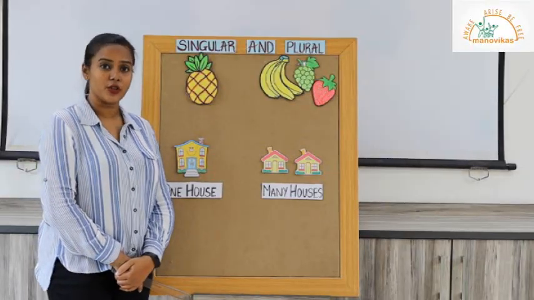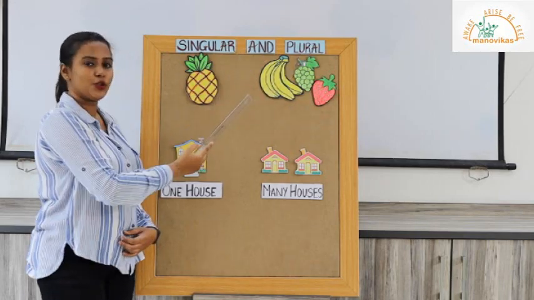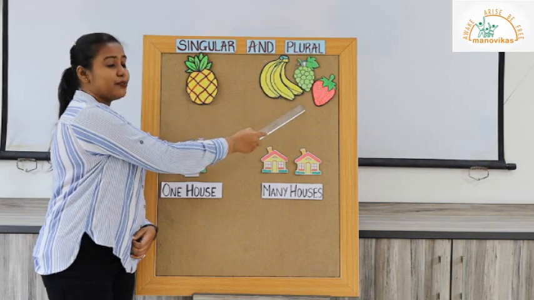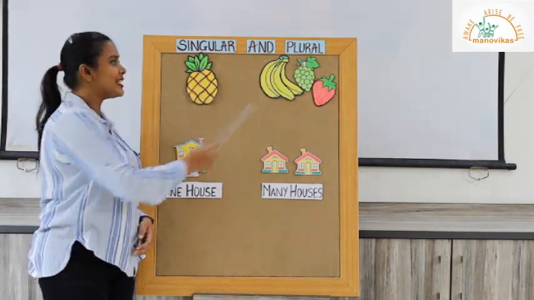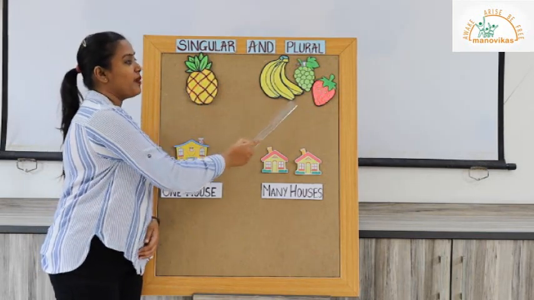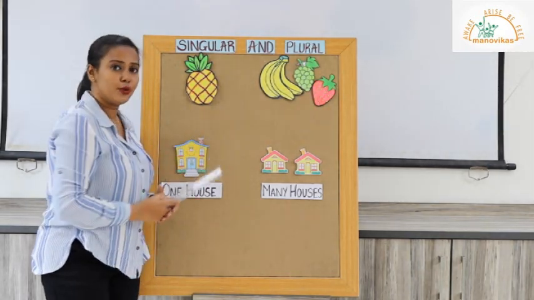Since our topic for today is singular and plural. As I told you, singular means only one and plural means many or more than one. Here we have one fruit, that is singular, only one, and here we have many fruits or more than one, that is called plural.